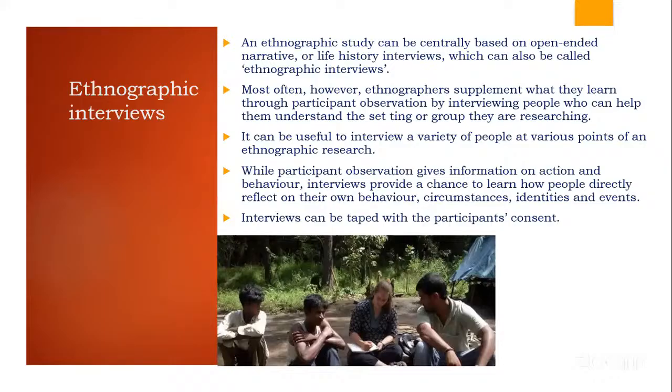Ethnographic interviews, these are mostly open-ended narrative or life history interviews. And here, what happens is that people are interviewed. Which people? Which type of people? People who can actually help the researcher understand the setting or group they are researching. All right. It can also be useful to interview a variety of people at various points of an ethnographic research. Okay. Why this variety of people? Because if you consider more variety, you will get a variety of information as well.